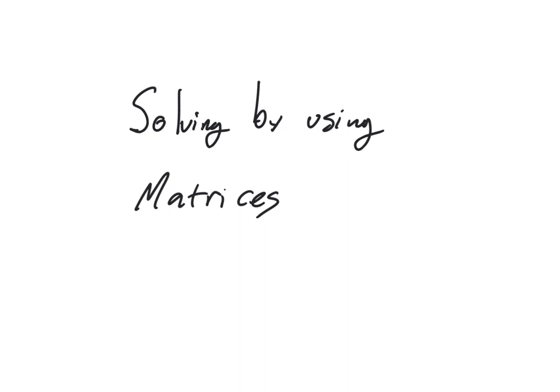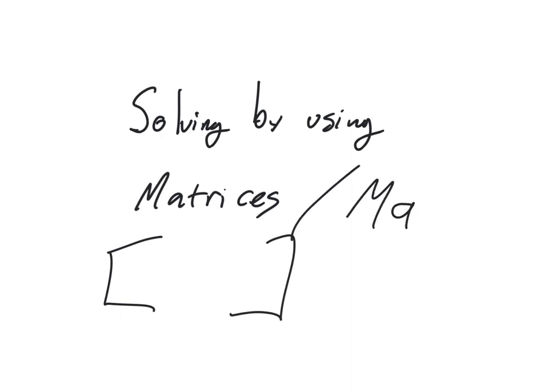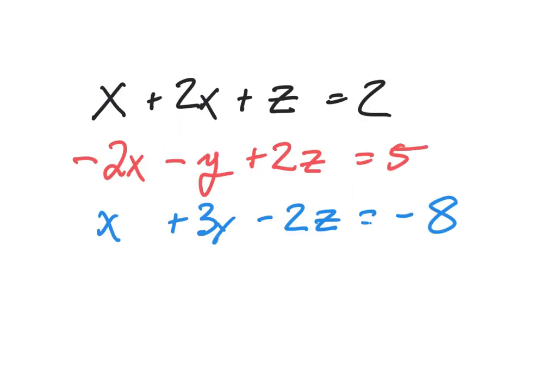Solving using matrices. Matrices is the plural of matrix, which is the bracket we're going to use. We say matrices because it's multiple aspects of a matrix. We're going to start by looking at how solving with matrices becomes more effective when we're dealing with 3 variables and 3 equations.